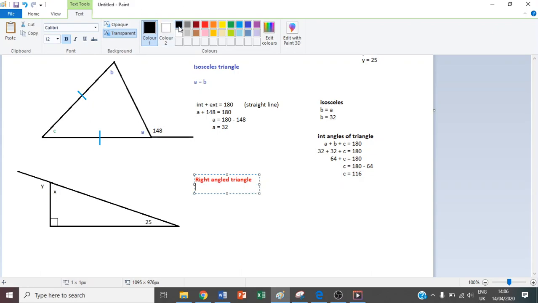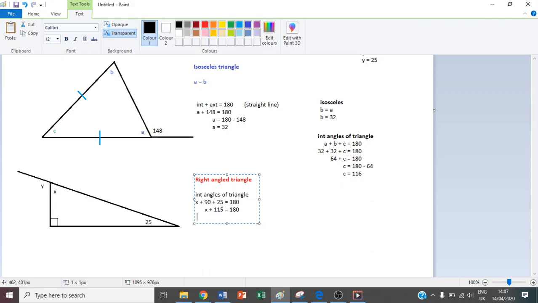Switch colors. I know that the interior angles of a triangle will add up to 180. So I'm going to do x plus 90 plus 25 equals 180. Okay, simplifying that, I know that x plus 90 plus 25 is 115 equals 180. And again, I like to have my equal signs lined up, and as you're writing this, you should be lining up your equal signs as well. That way you can see the balance in the equation.